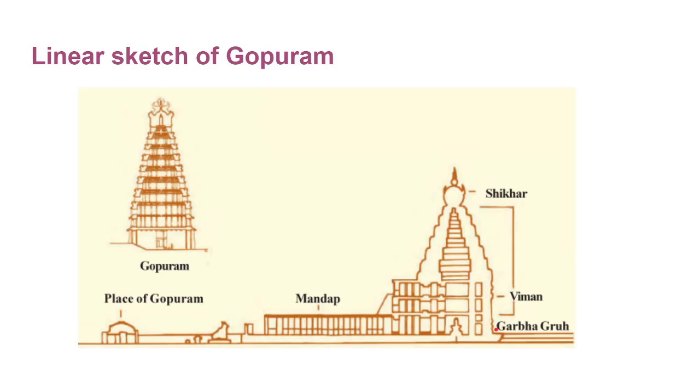Then Viman. Viman is a part of the temple. It is semicircle or in sloping shape. It has many stories and looks like a pyramid. So this part is known as Viman. After that, one Pradakshina path is also there. People used to do Pradakshina on that path. So these are some main parts of the temple.